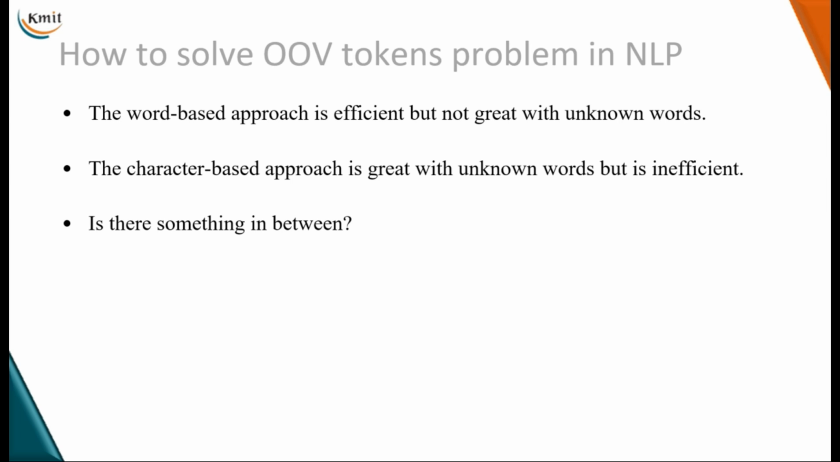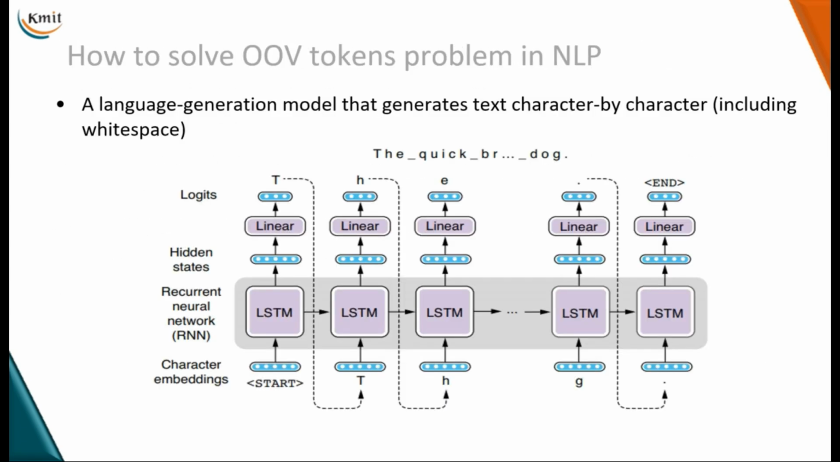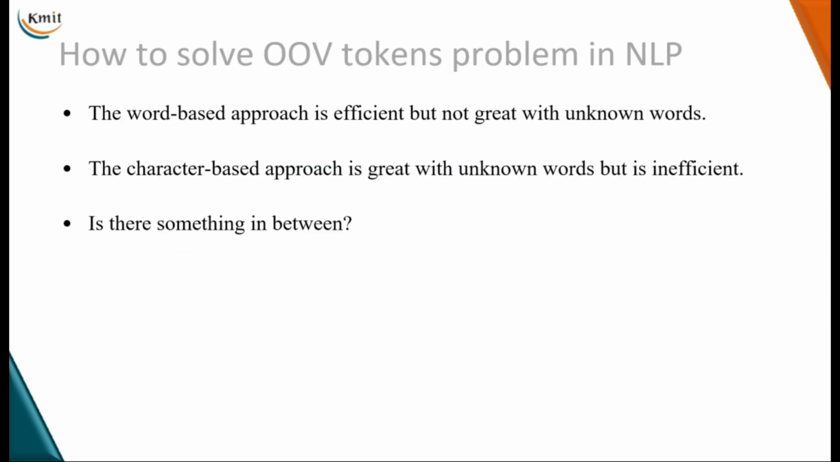Hence we don't usually use character based models, but we go for the second model, which is called subword models. Now so far we have studied two extremes: the word based approach, which is efficient but not great at dealing with unknown words, and the character based approach, which is great at dealing with unknown words but inefficient.